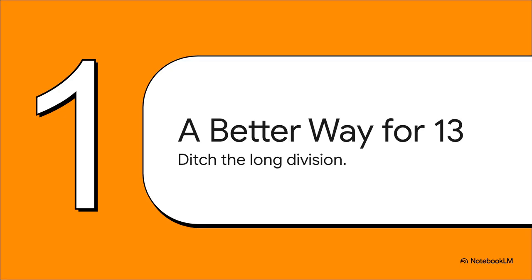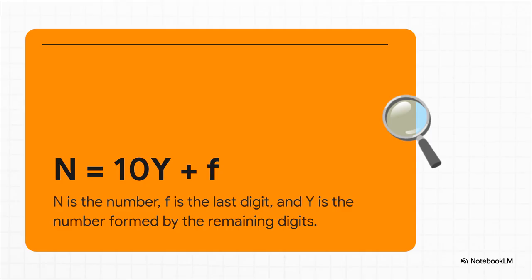All right, section 1. Before we can even get to the trick itself, we just need a super simple way to split any number into 2 parts. And this concept right here is the key. It looks a little mathy, but it's actually really straightforward. Any whole number, let's call it n, can be broken down just like this. We just take the very last digit, we'll call that f, and we separate it from y, which is just everything else. So any number is just 10 times y plus f.